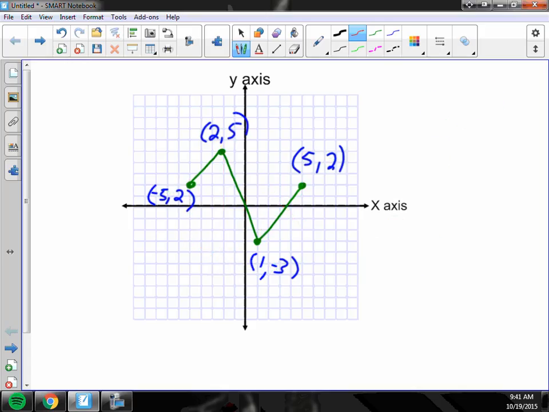Okay? So what about f of negative x? You're going to make all the x values negative. So negative 5, 2 becomes 5, 2. So this one moves to there, and that one's going to move back here. This one is going to move to here, and this one is going to move to here. And that graph, it's kind of hard to see, but it's going to look like this. That graph is an exact y-axis reflection of the original.